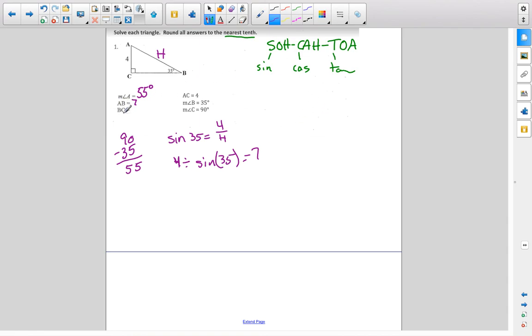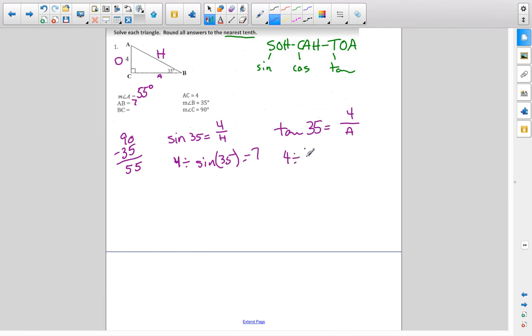Now, lastly, I have to find side BC. From the 35-degree angle, which is the one that's given to me, I'm looking for the adjacent. I have the opposite. I have opposite looking for adjacent. That's right, that's TOA. So the tangent of 35 equals the opposite on top, the adjacent on the bottom, which I don't have. Look at it, the variable's on the bottom, so it's a division problem.